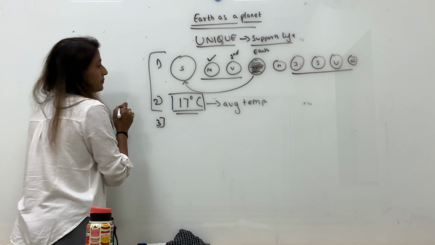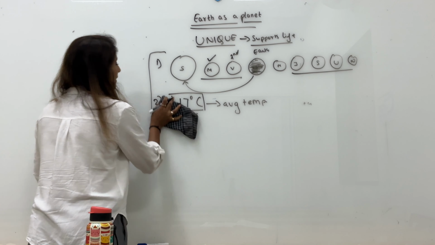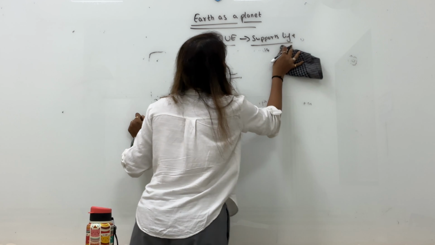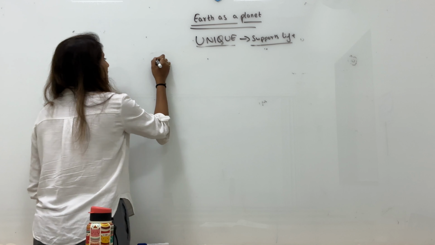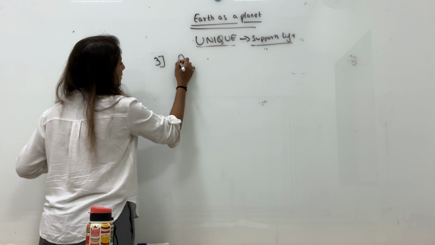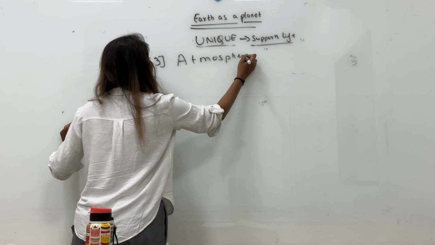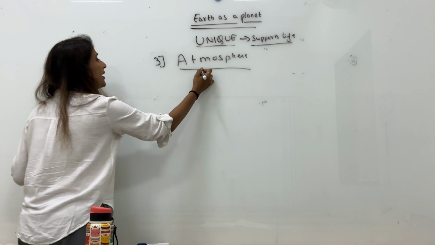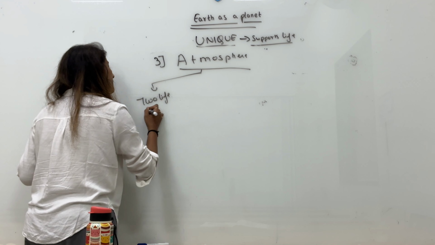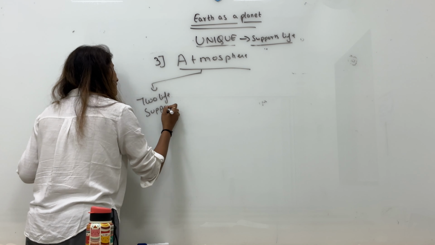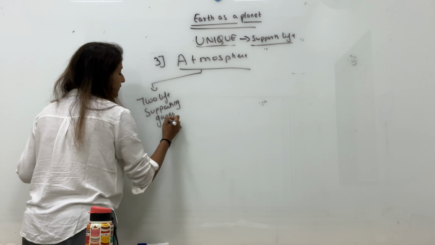Now the third thing that makes life possible on Earth is, let me write here only, so I'll be able to cover a larger board. The third thing that makes life possible on Earth is our unique atmosphere. The atmosphere of Earth is very unique. I'll tell you why. We have two life supporting gases. Which are the two life supporting gases we have?